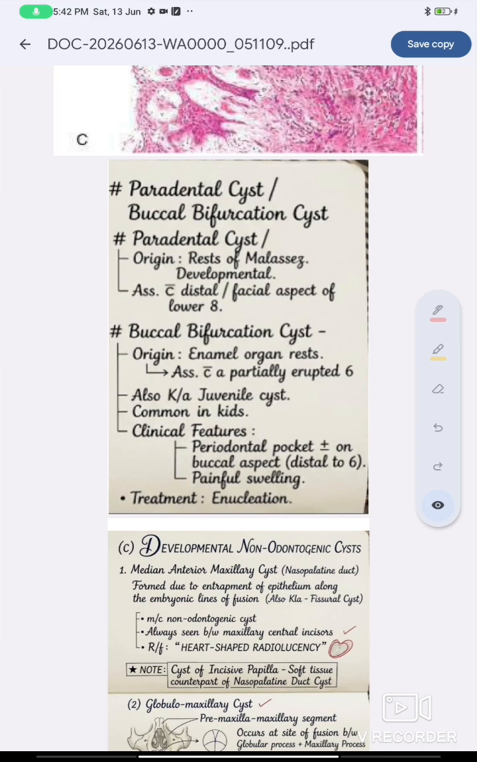Coming further to the periodontal cyst. Periodontal cyst finds its origin from the cell rests of Malassez associated with the distal and facial aspect of the lower 8. This is the mandibular third molar. Buccal bifurcation cyst, as the name suggests, lies in the bifurcation of lower first molar on the buccal aspect. It is associated with the periodontal pocket, more common in kids, hence called juvenile cyst.